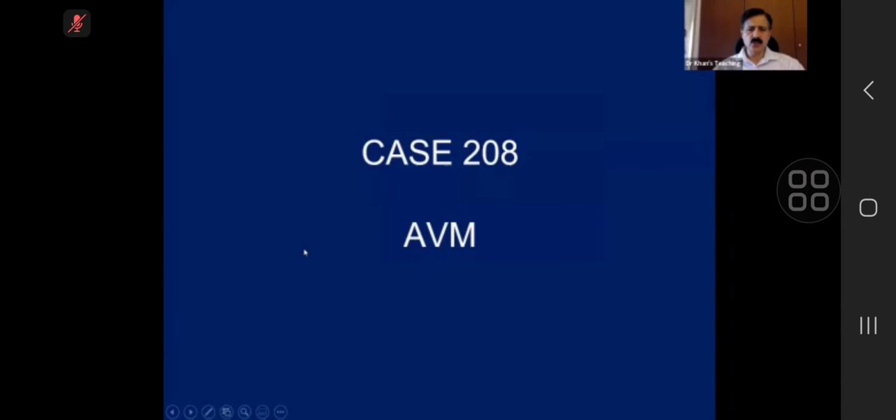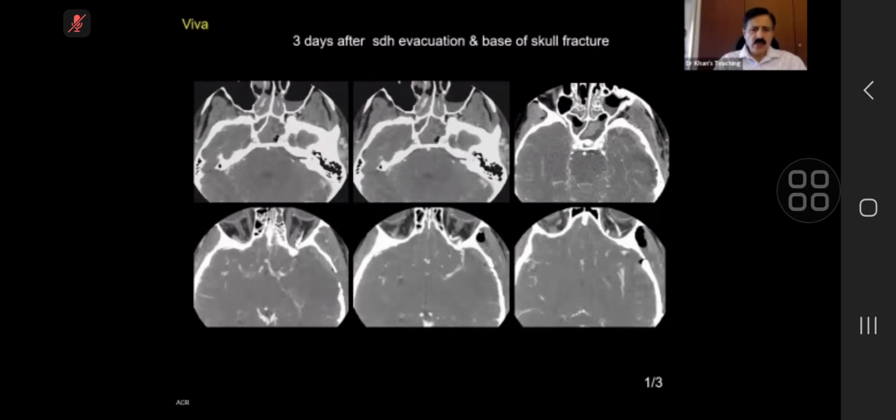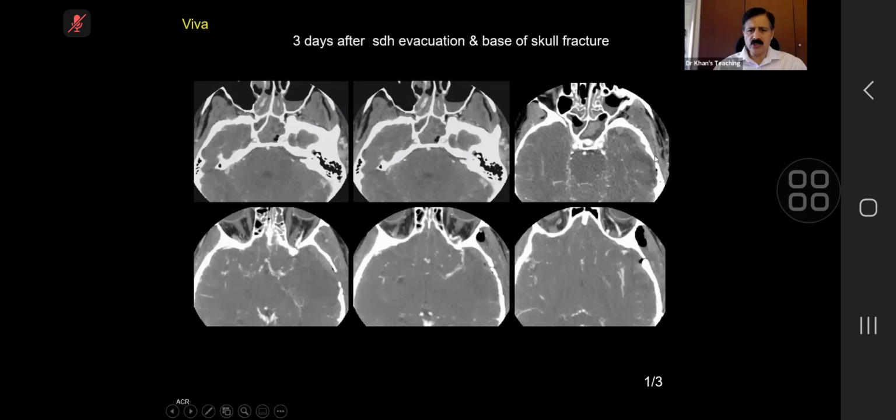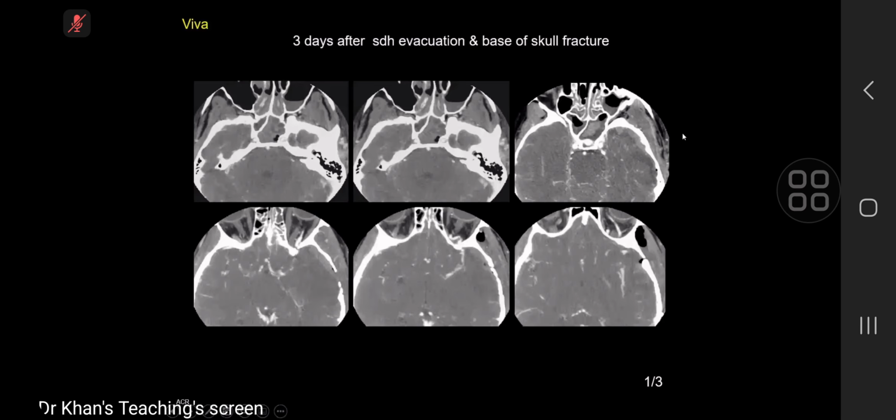Candidate 4, case 208 is on the slide in front of your eyes, blue slide. Yeah, it is. So this is your case now. This patient is post-trauma. The patient is 3 days after subdural evacuation on base of skull fractures. So you can see a bit of residual hematomas, and on bone window there will be some fractures also. I'm not interested here. I'm not interested here. Okay. This is a CTA study. Over to you.